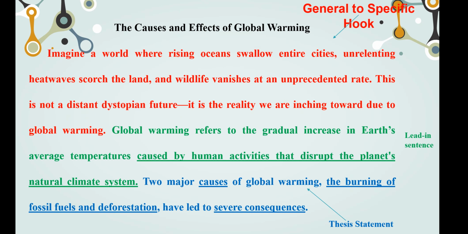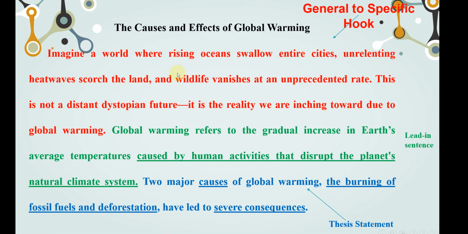Now, this is an introductory paragraph with a general to specific hook. I'm going to talk about the causes and effects of global warming. Imagine a world where rising oceans swallow entire cities, unrelenting heat waves scorch the land, and wildlife vanishes at an unprecedented rate. This is not a distant dystopian future. It is the reality we are inching toward due to global warming. As you can see, what's written in red is a general to specific hook. Actually, it is a hook which mentions generally the topic of our essay, which is talking about global warming.